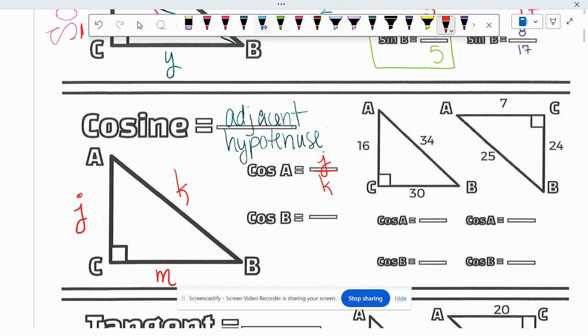From angle B, what is the adjacent side over the hypotenuse? Remember, the adjacent side touches the angle. M and K.